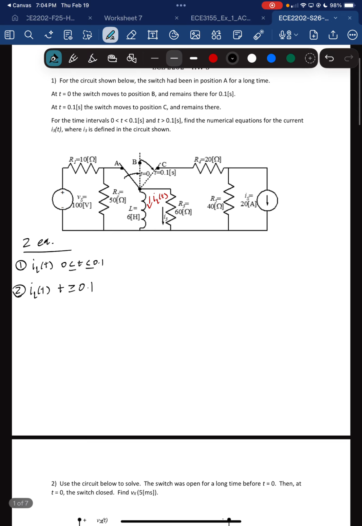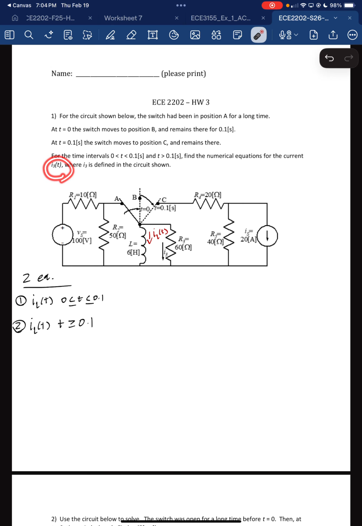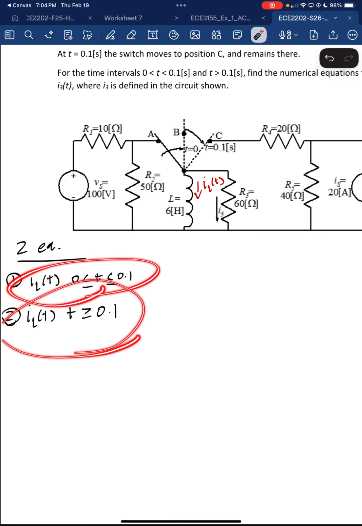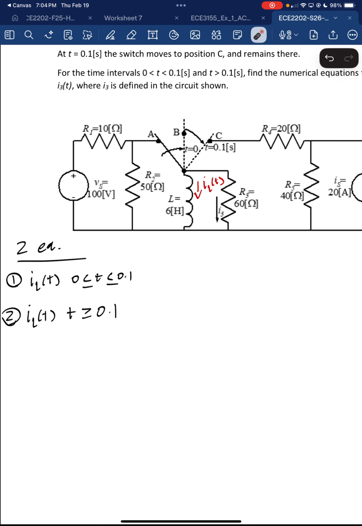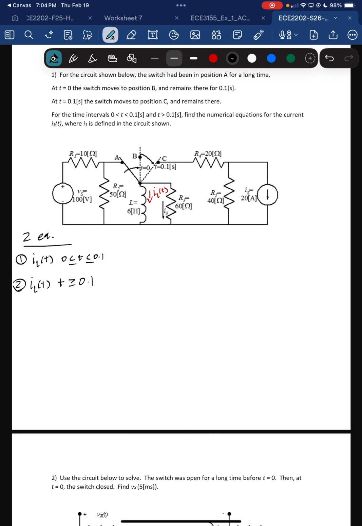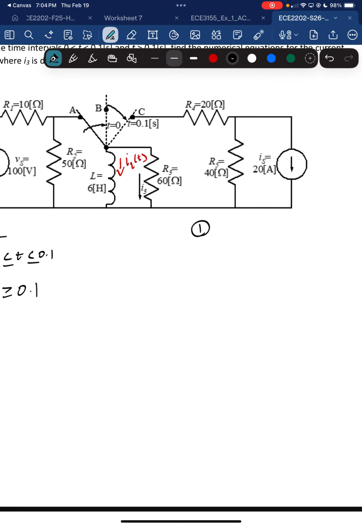But we have to look carefully at what the question's asking for. It's asking us to solve for I3 at those time intervals. However, we are going to use both of these equations for each of their respective time intervals to solve for I3. And I'll show you what exactly I mean by that here in a second. For now, let's just start with the basics, right? What we do know, and that is our initial condition. Step one is going to be to solve for IL of 0, or 0 minus, technically.